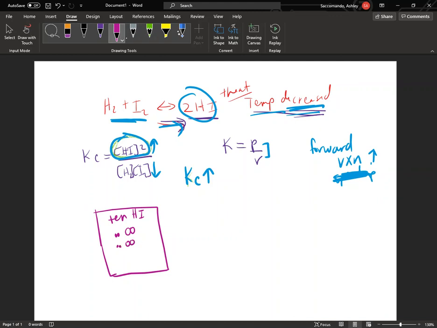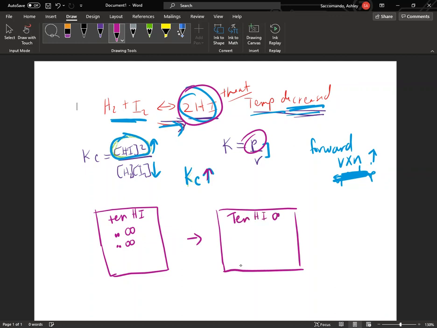So what I would do then, if I'm drawing this to show more HI, because Kc increased, we have more products than we do reactants, I would make one of these react. In the second box over here, we would still have our 10 HIs, draw those like this. But then one of these reacts, so you're going to have 2 more of those, because each one creates an HI, because there's 2 I's and 2 H's. And then you should just have one left of the other.